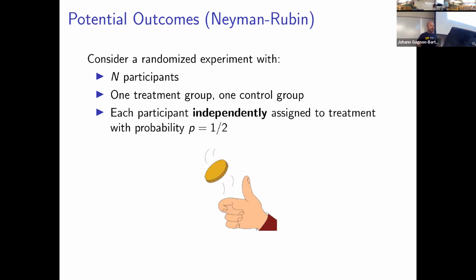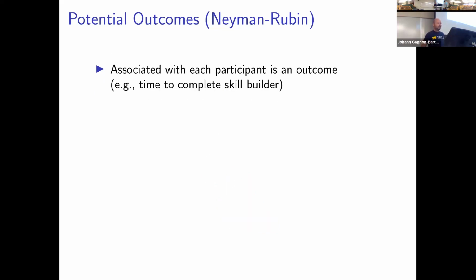So in this model, we've got potential outcomes. We'll have n participants, a treatment group and a control group. And let's just assume for simplicity, which is actually true in these assessment experiments, that each participant is independently assigned to treatment with probability half. Now associated with each participant, we have an outcome, which might be, for example, the time to complete the skill builder. And to state what is maybe obvious, this outcome might depend on the treatment.